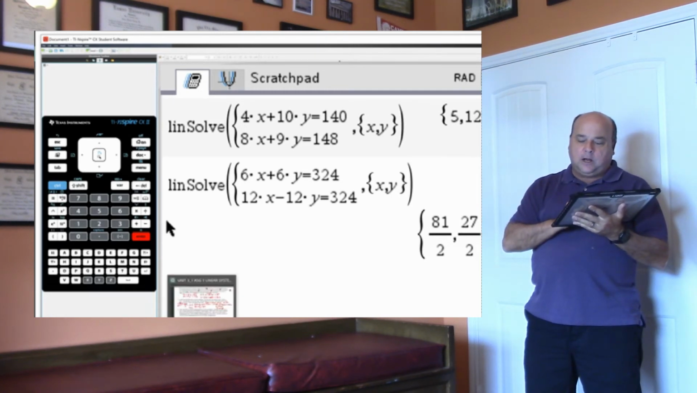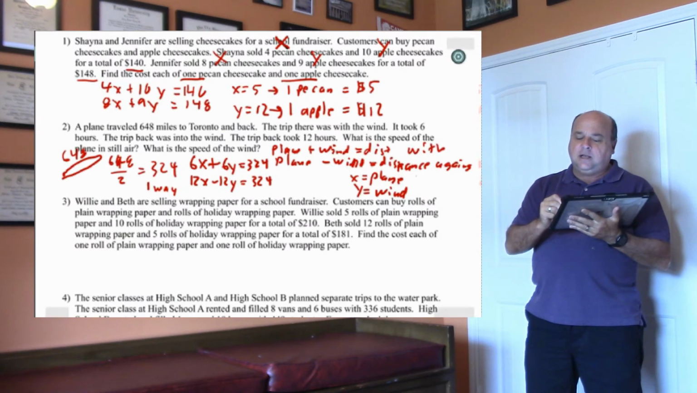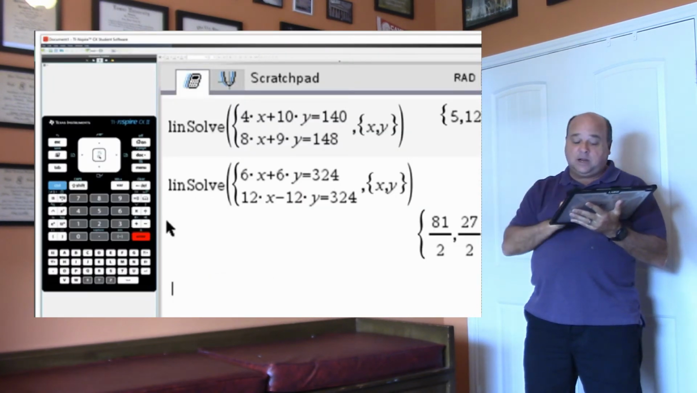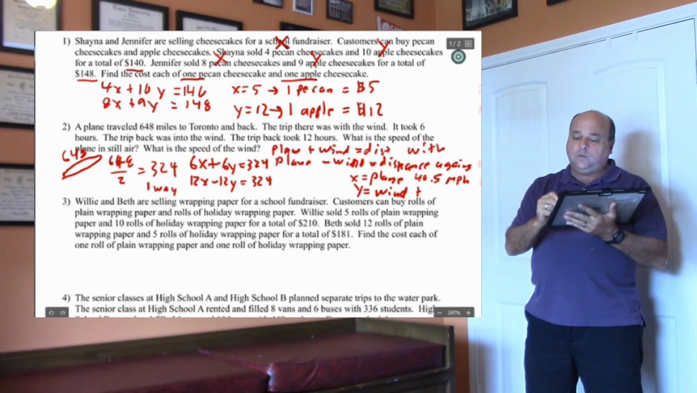So let's go back to our problem. So x is going to equal 40.5 miles per hour. That's a slow-moving plane. And the wind, half of 27 is 13.5, right? The wind is equal to 13.5 miles per hour.